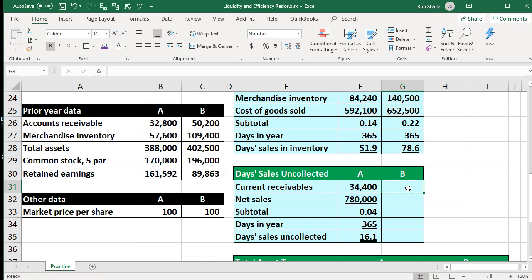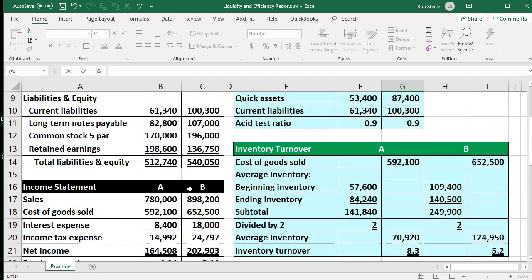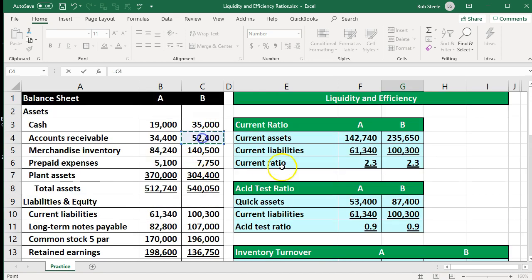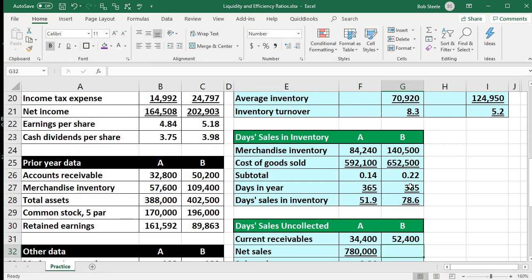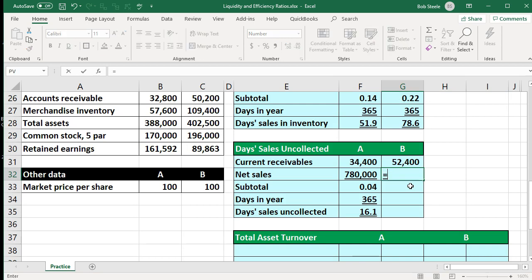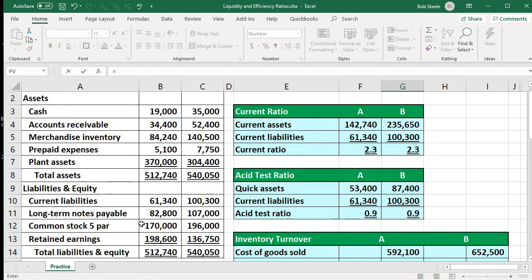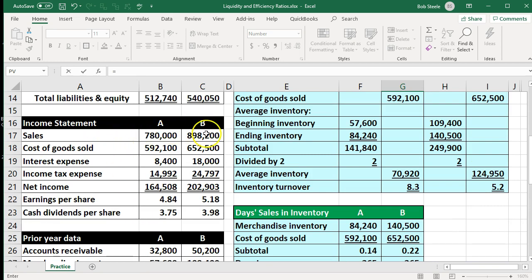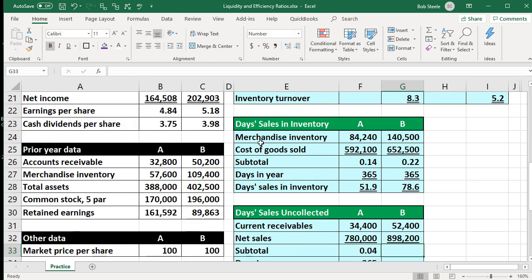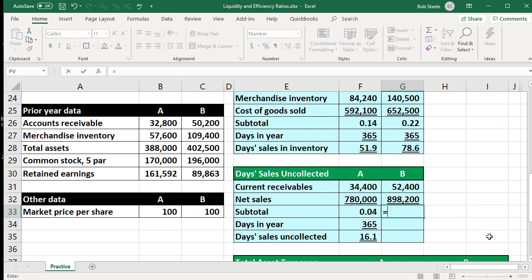For B then, we're going to say this is going to be equal to the receivables. So we're going to scroll up top and take a look at the receivables, which is the 52,400. And then we'll take a look at the net sales, the top line, not the bottom line, not the net income, but the sales. And that's going to be on the income statement. We're picking up the 898,200. And then we'll divide those out for the subtotal. This is equal to the 52,400 divided by the 898,200. That's the 0.06. Then the 365 days in a year equals the 0.06 times the 365, or the 21.3.